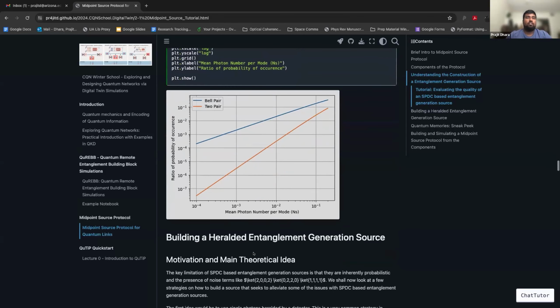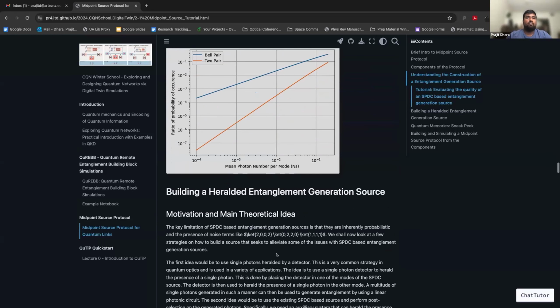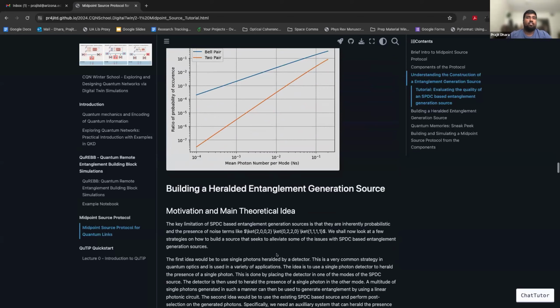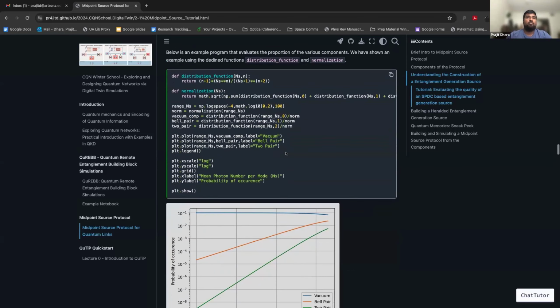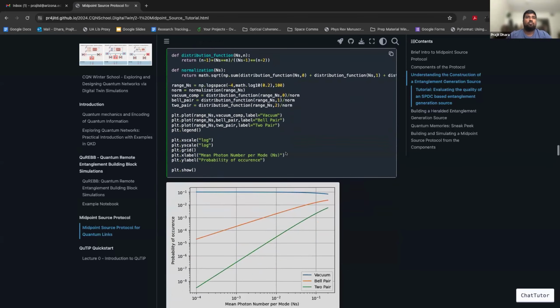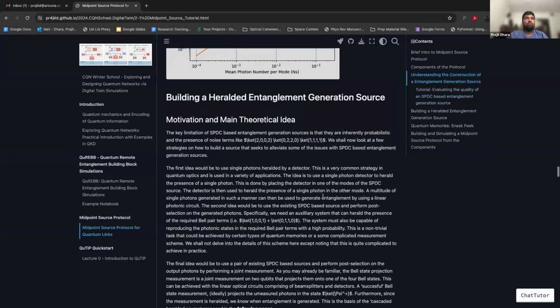All right, with the ability to understand the state generated by the polarization entangled source in the previous section, let's look at how one can take the step towards building a heralded entanglement generation source. Specifically, as we briefly discussed, the noise terms like 2002, 0220, and 1111 are the terms that we want to get rid of. How shall we do this?